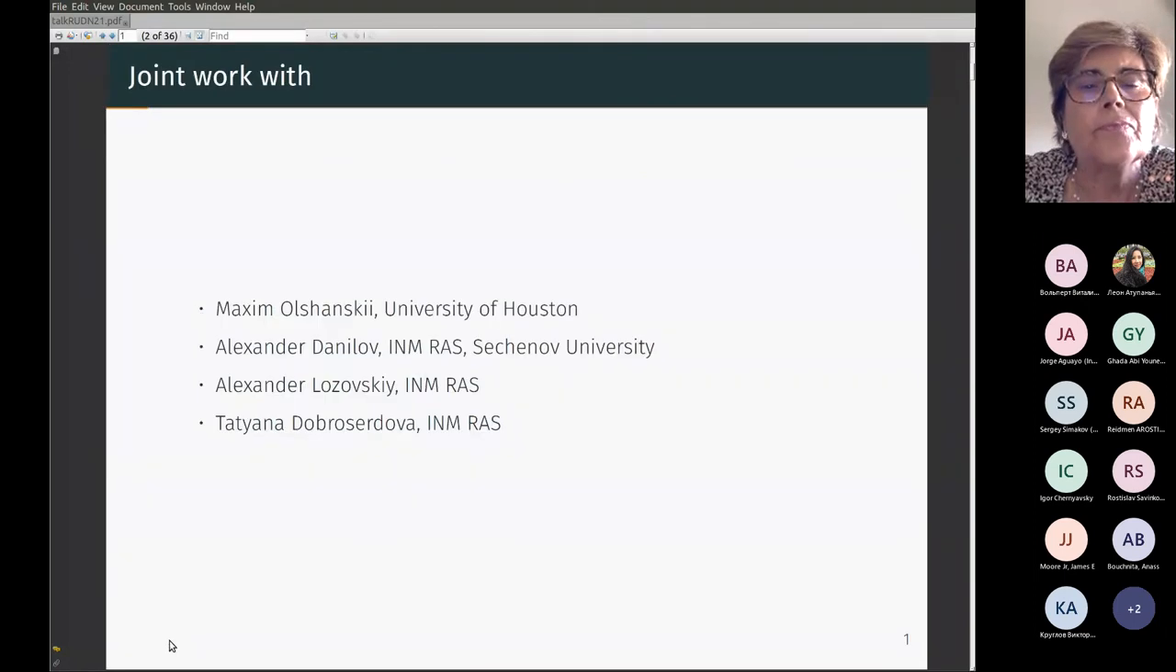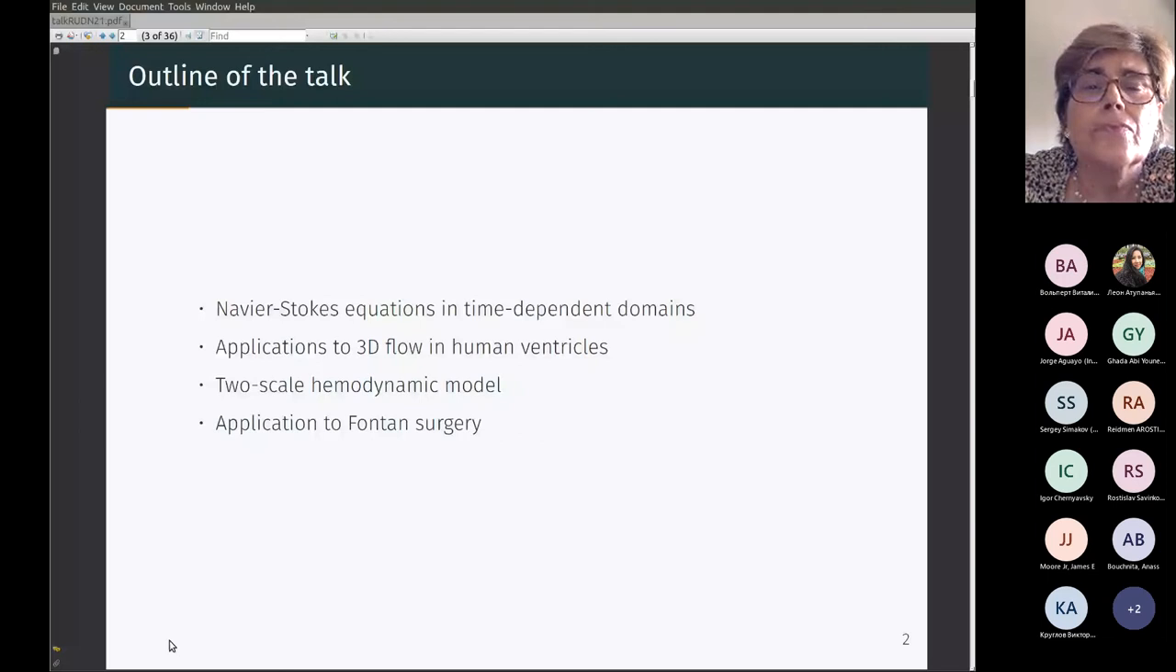So the co-authors of my work are Maxim Olshansky from the University of Houston, Alexander Danilov from the Institute of Numerical Mathematics, Alexander Lozovsky from the same institute, and Tatiana Dobroserdova from the same institute. The outline of my talk is as follows. The first step, I will present Navier-Stokes equations in time-dependent domains. And after that, I present two applications to 3D flow in human ventricles. After that, I will pass to the two-scale hemodynamic model and its application to Fontan surgery.